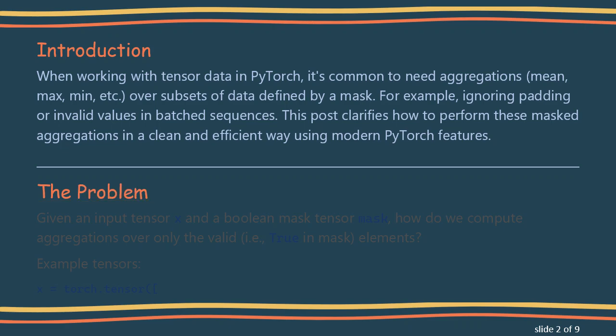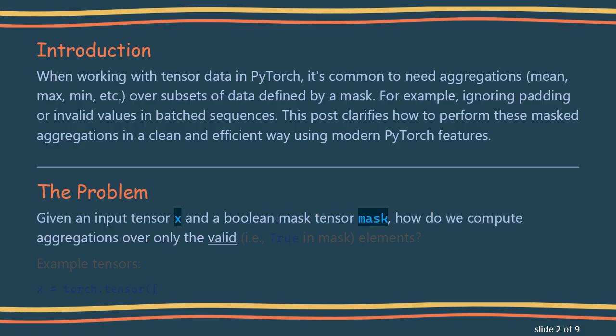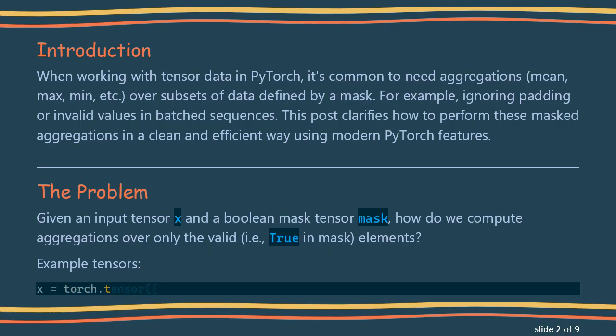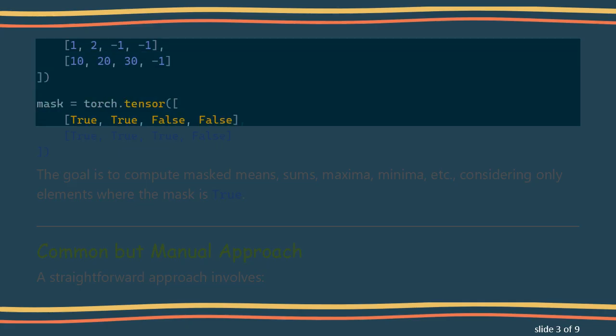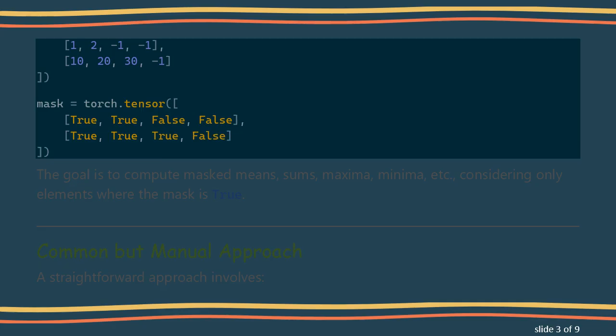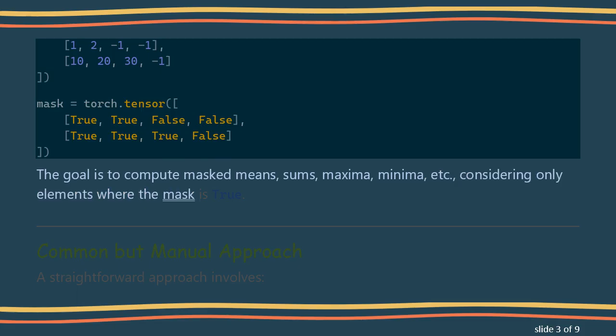The problem. Given an input tensor x and a Boolean mask tensor mask, how do we compute aggregations over only the valid, i.e., true, elements? Example tensors. The goal is to compute masked means, sums, maxima, minima, etc., considering only elements where the mask is true.